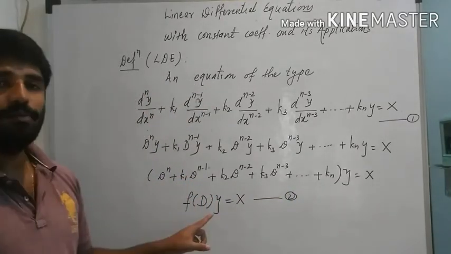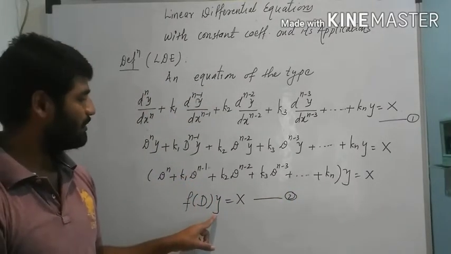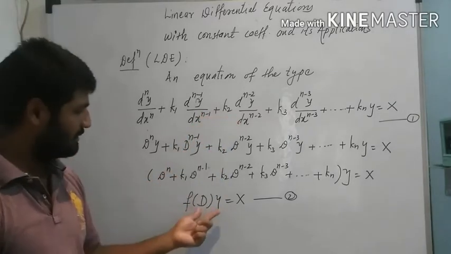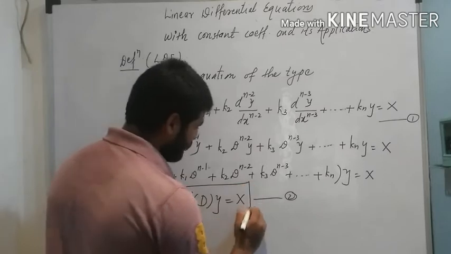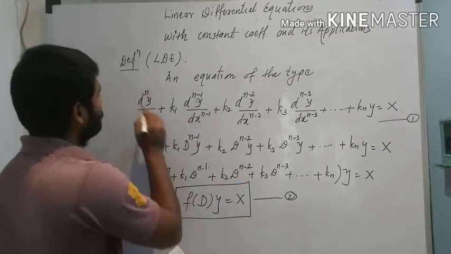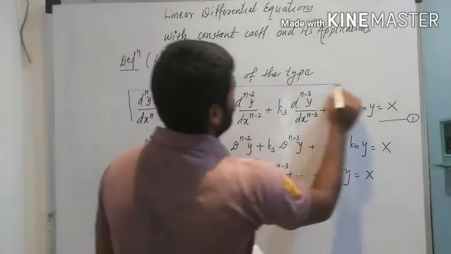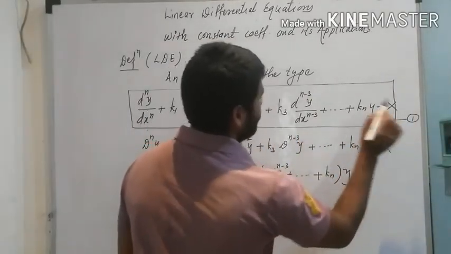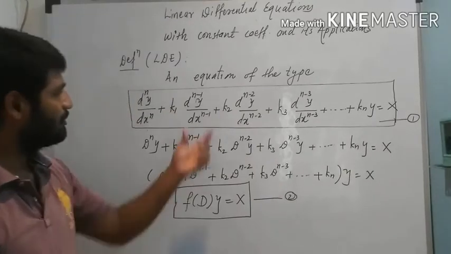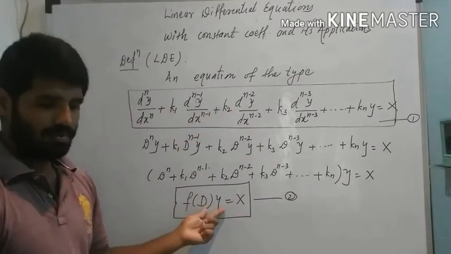So this is another form of the differential equation. This is in small d, this is in capital D. So see here, this is your second form of the given differential equation, and this is your first form of the differential equation of nth order. Now using the differential operator, we have to reduce this differential equation into this form.